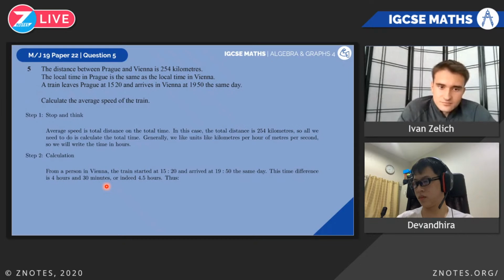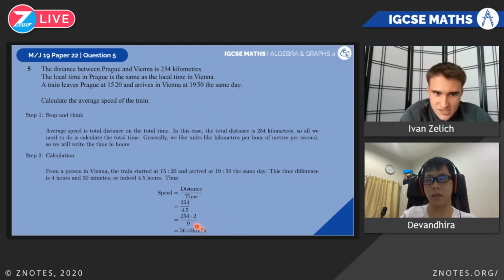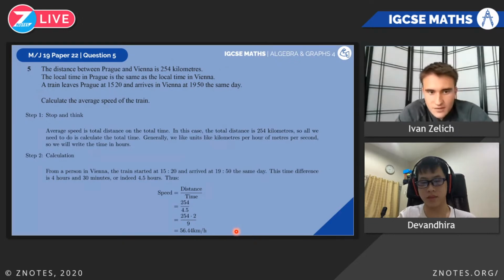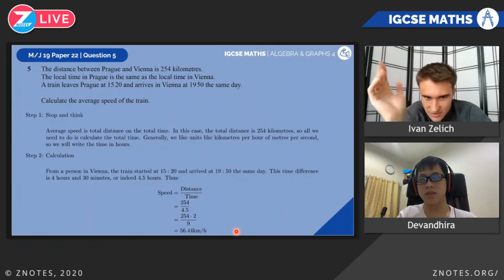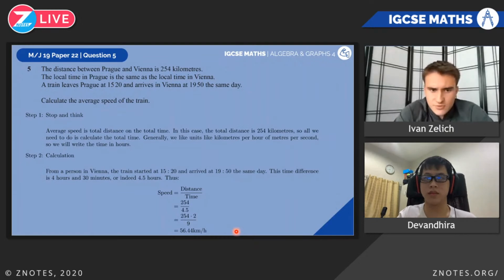Okay, and then now all we got to do is do distance on time. So speed is distance on time, which is 254 on 4.5. And I've added this extra step here just because I wasn't using a calculator, so it was just easier to do that, and then you get 56.44 kilometers per hour. You can check that if maybe I did something silly, but that's the way you do it. So yeah, it's pretty straightforward.